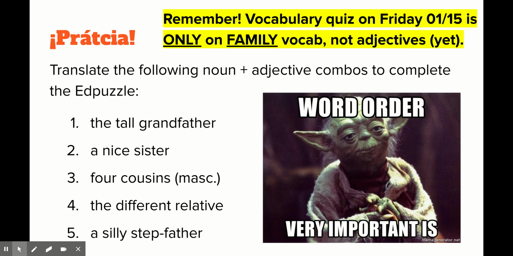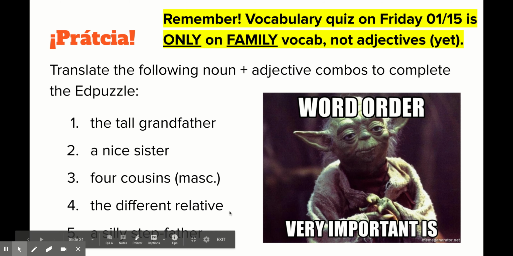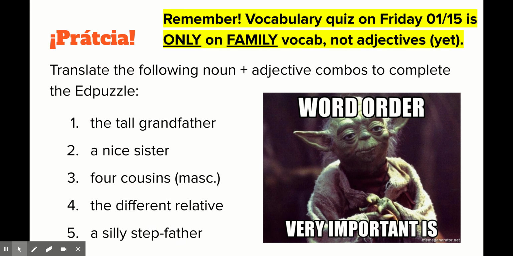So what you're going to do right now is you're going to translate the noun adjective combos. The tall grandfather, a nice sister, or four cousins, masculine, please. The different relative, and the last one, I just covered it on accident. A silly stepfather, okay? And as Yoda, the great wise Yoda says, word order, very important is. Please be careful, guys. I'm going to let you go ahead and tackle that on. If you got a question, let me know in this Ed Puzzle or online or email me, what have you.